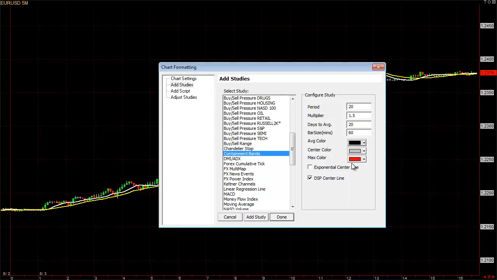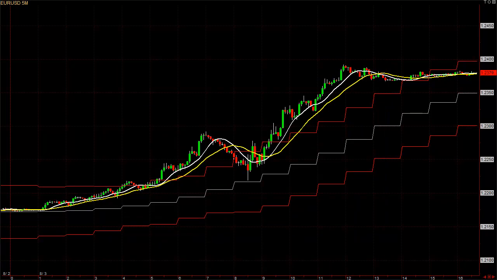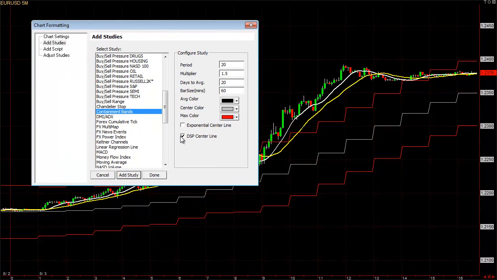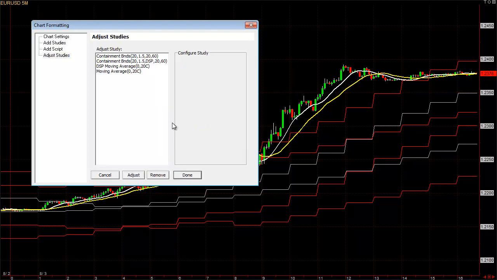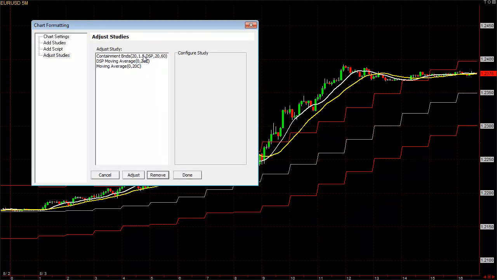So if you have the regular containment bands up, now today's move went outside of even these containment bands, but if I take that off, notice as price catches up, without the DSP on there, the upper bands are going to be even lower than they were. You see that? Significantly lower. 25, 30 pips lower. And especially when you use this for scalping, and I'm going to go over how to do that now. Let me remove all these and we'll put them back on.